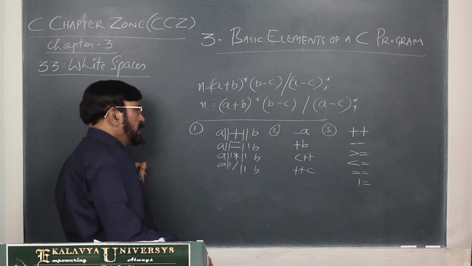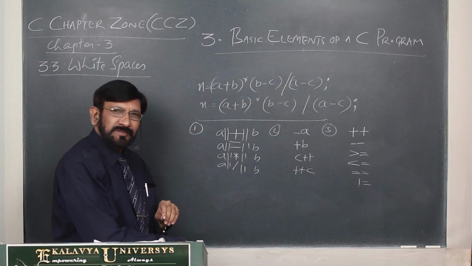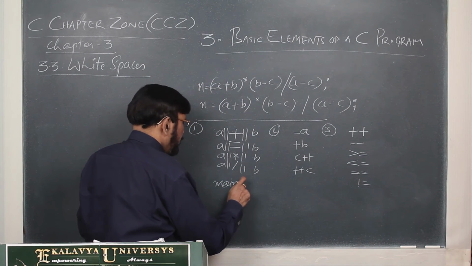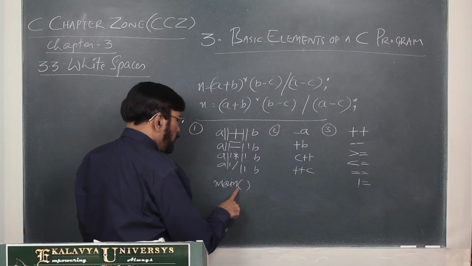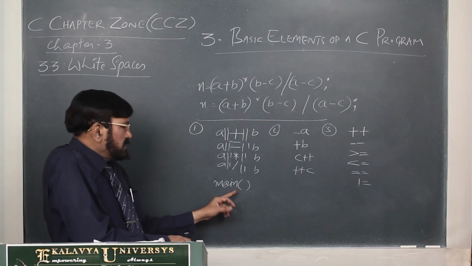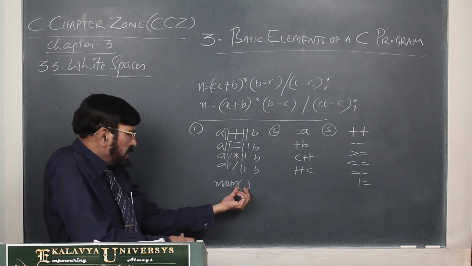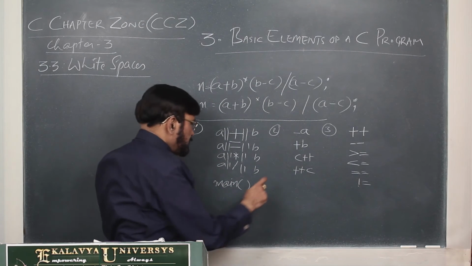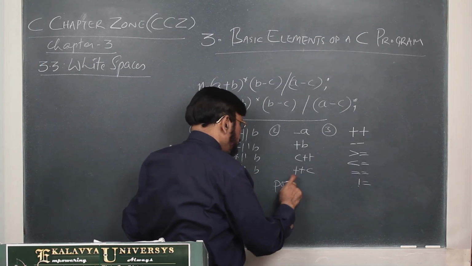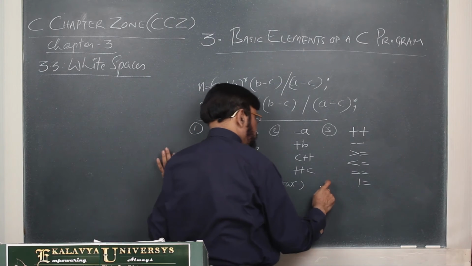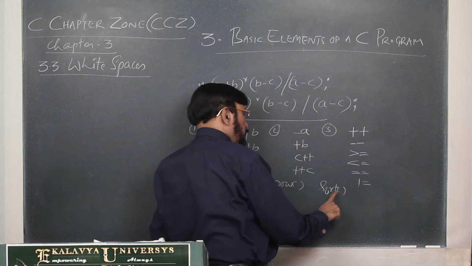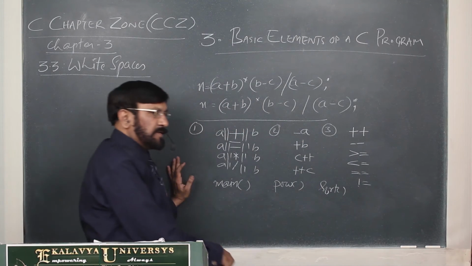Next, whenever you are writing functions, with every program you are writing main. Don't leave space between the identifier and the parenthesis. This you always follow for any function. The pow function is there; don't leave any space. Square root, don't leave any space. That you follow.